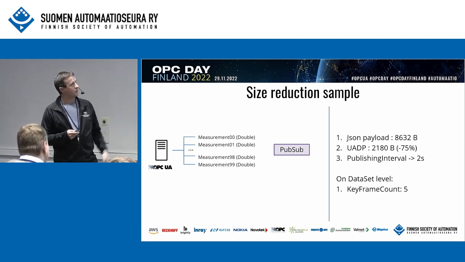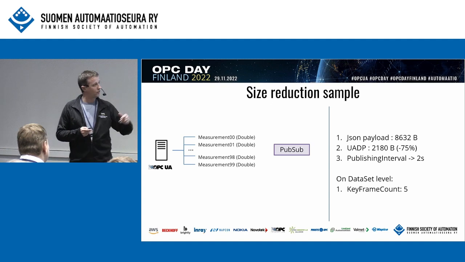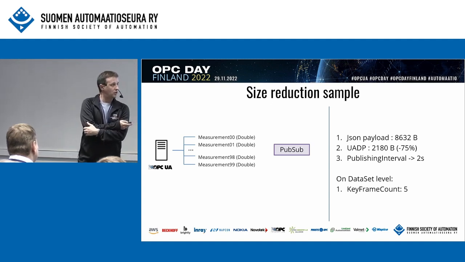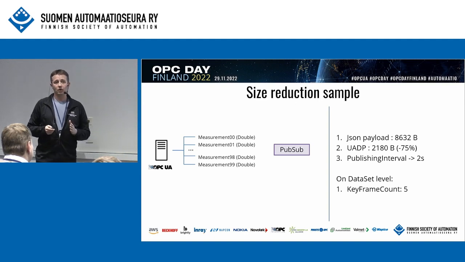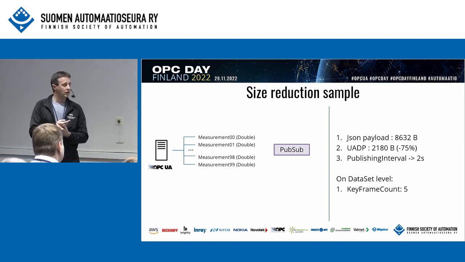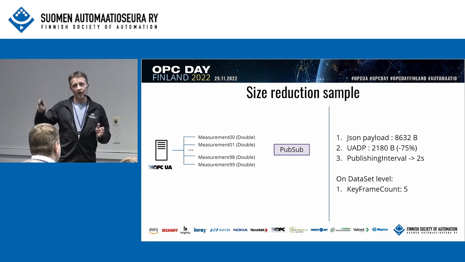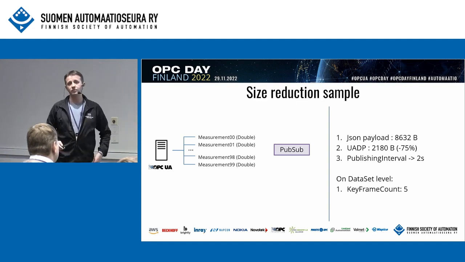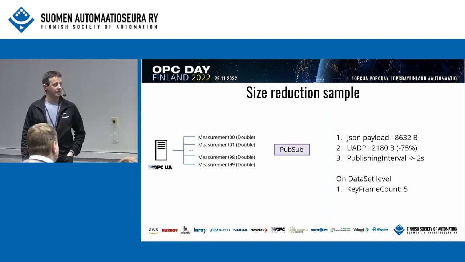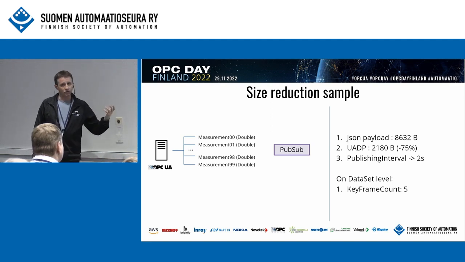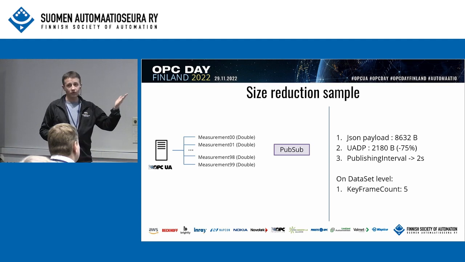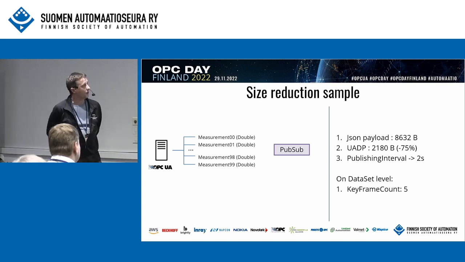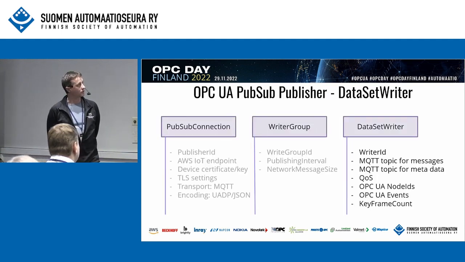Of course, you can adapt the publishing interval, and there's another cool feature in OPC UA PubSub. It's called keyframe count. If values don't change every second, you can send only the values that changed and specify in how many frames you want to send the whole set again. So using the binary payload is quite useful to limit the bandwidth that you are using for sending data up to the cloud.